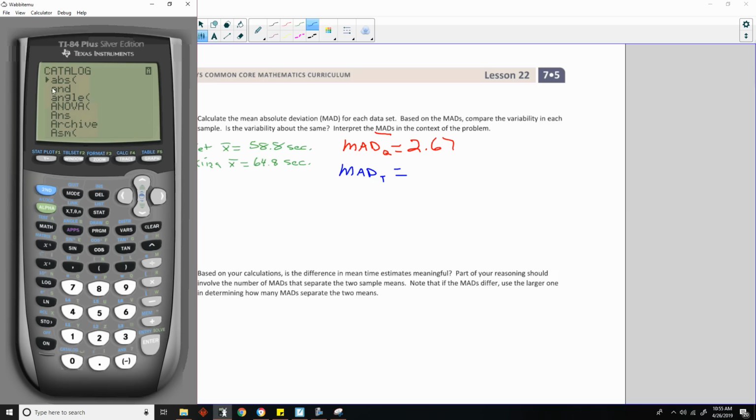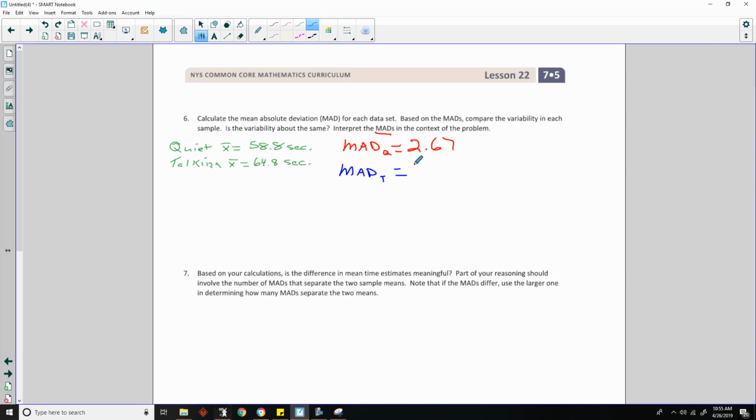So then I go into my catalog for absolute value and put 1. So the mean of the absolute value of, now we're doing L2, minus the mean, second stat, arrow over to math 3, the mean of L2, double parentheses, to finish it, and hit enter. And I got 2.72. Okay, so there's a really quick, easy way to calculate the mean absolute deviation.